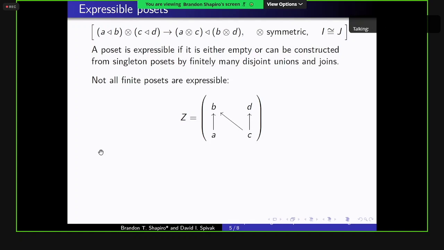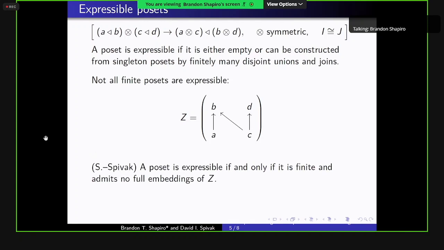And in fact, we managed to show that this is the only obstruction. You can't have anything of this shape in your poset, or it's going to prevent you from being expressible. But if you don't, then you're good. So a poset is expressible if and only if it's finite and has no full embeddings of Z. So there's no four elements where these are all the relations between them. If you have all of these, then you need to have some extra relations in addition to make it decomposable into joins.